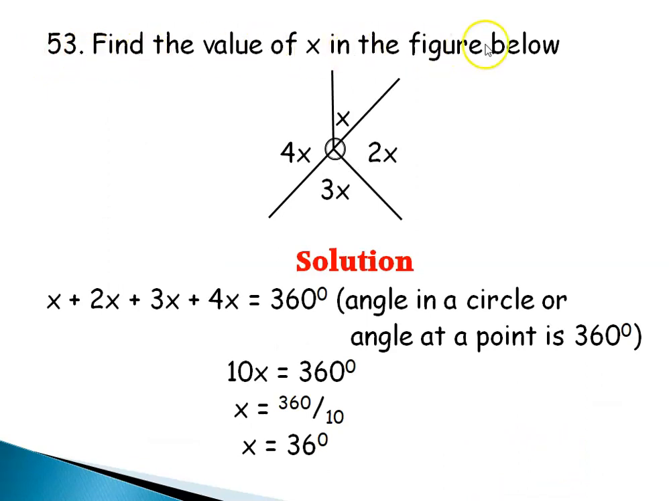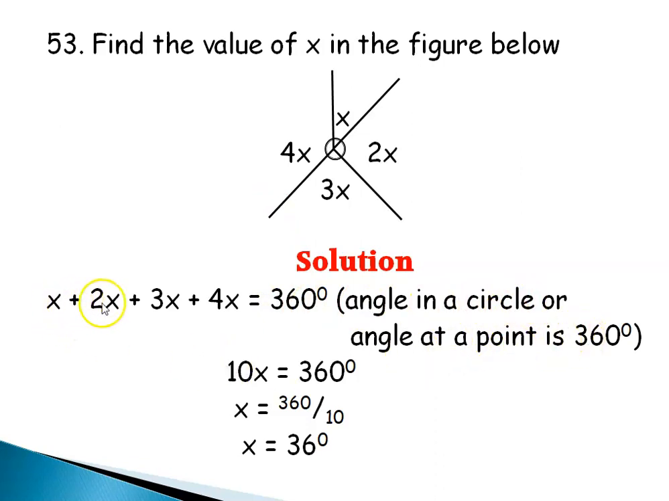Question 53. Find the value of x in the figure below. All these are angles that meet at the point, and the sum of angles at a point is 360 degrees. So I'm going to add all these angles and equate them to 360 degrees. x plus 2x plus 3x plus 4x is equal to 360 degrees because angles at a point is 360 degrees.